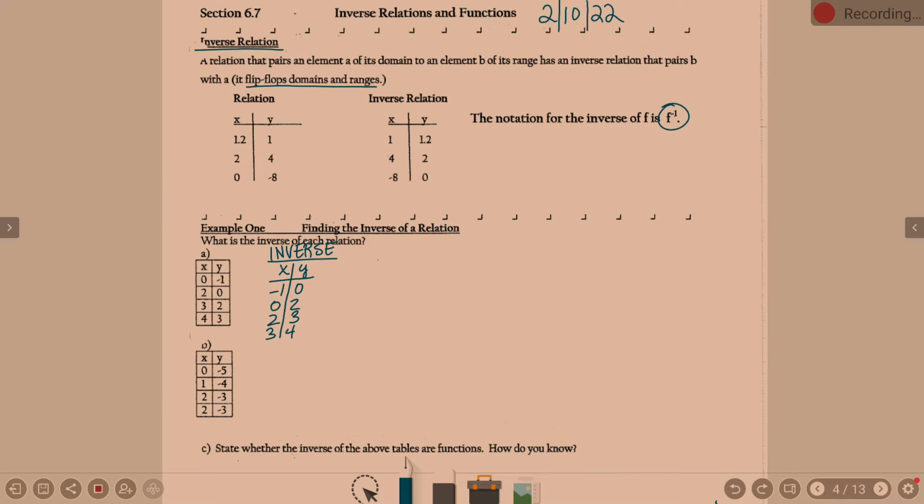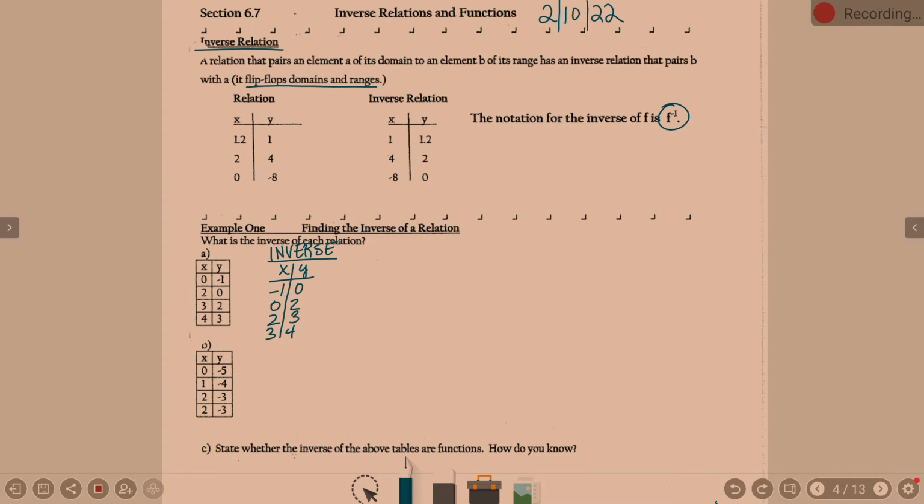Easy peasy when they give you a set of ordered pairs. If only it was always that easy, right? But they give you a set of ordered pairs, they want the inverse, just flip your x's and y's. Now, I'm going to jump down a little bit and talk about C. C asks us to state whether the inverse of the above tables are functions. And how do we know? You guys remember about how to tell whether something is a function?